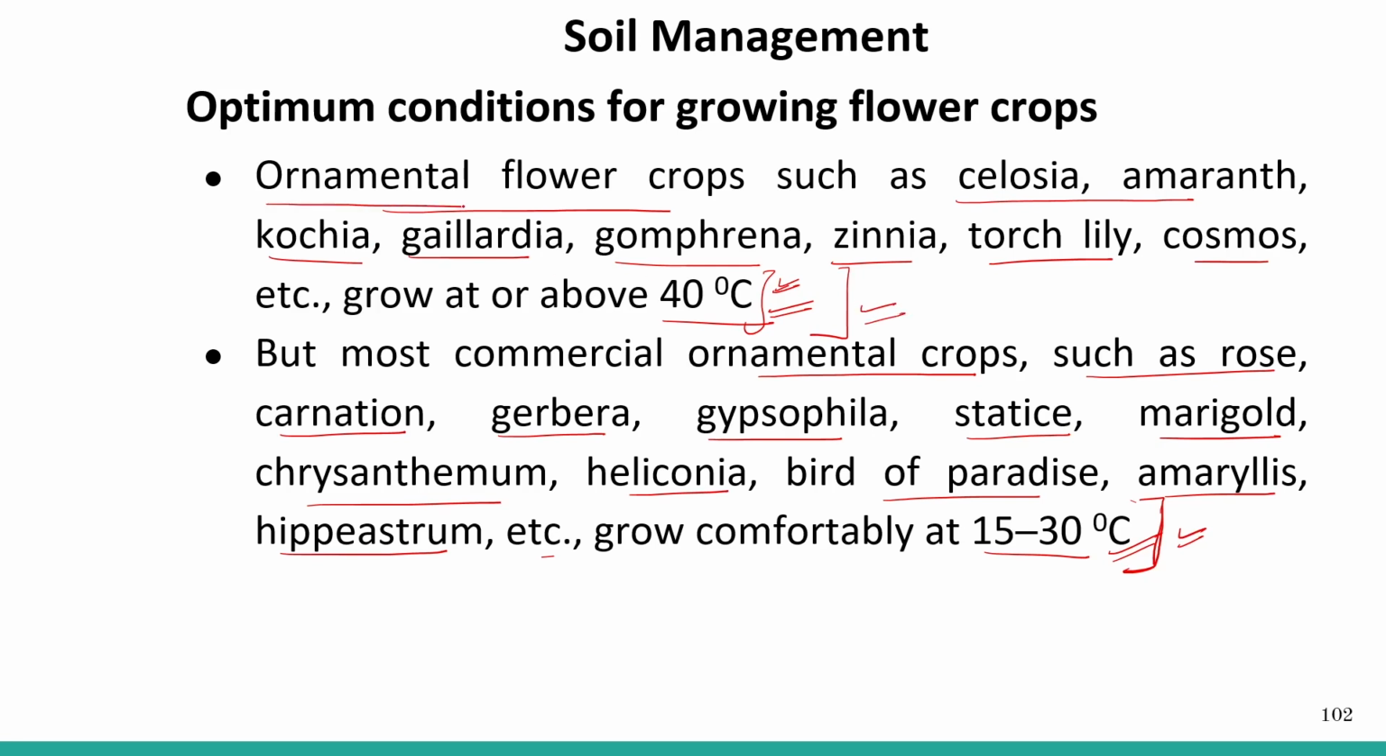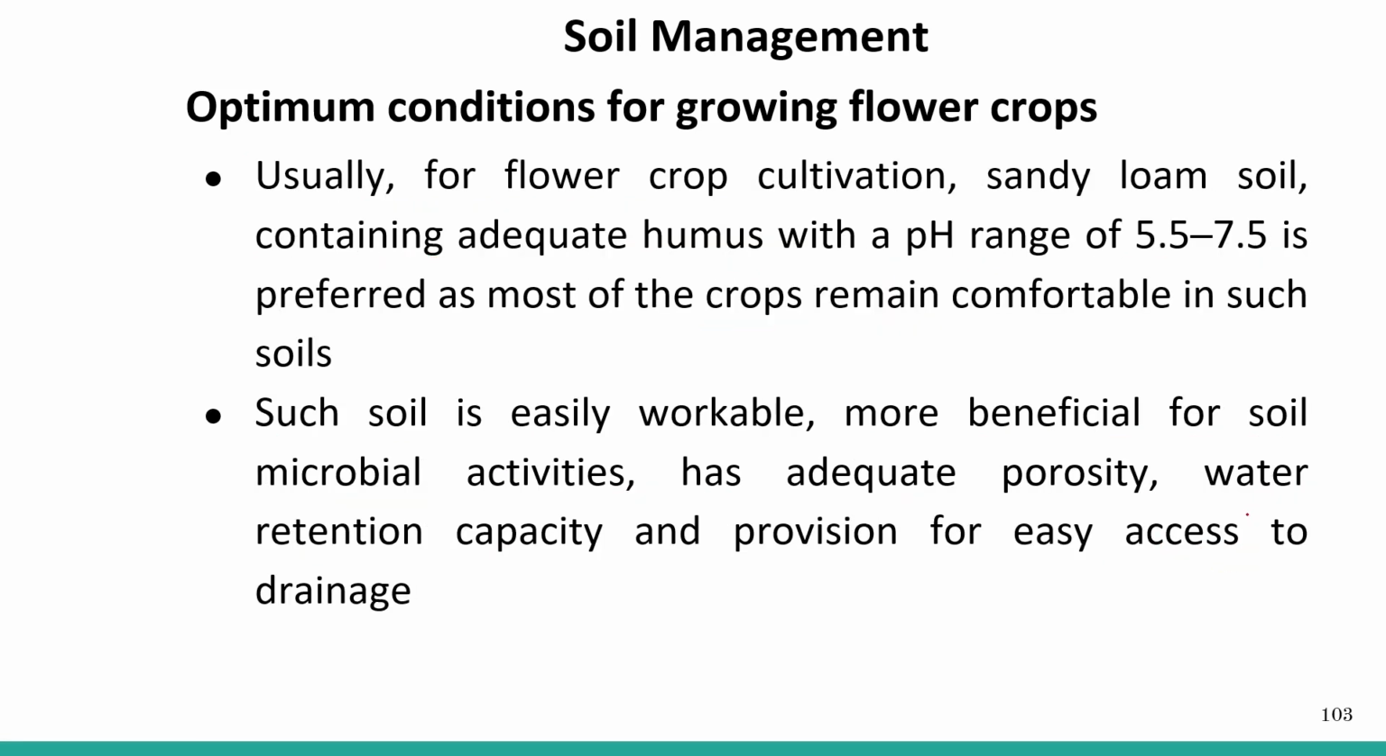So ornamental flower means the flower that is grown for its beauty, right? So there are two different groups of flowers: the ones that require a temperature at or above 40 degrees centigrade and the ones that require between 15 to 30 degrees centigrade. So usually for flower crop cultivation, sandy loam soil containing adequate humus with a pH range of around 5.5 to 7.5 is preferred, as most of the crops remain comfortable in such a soil.